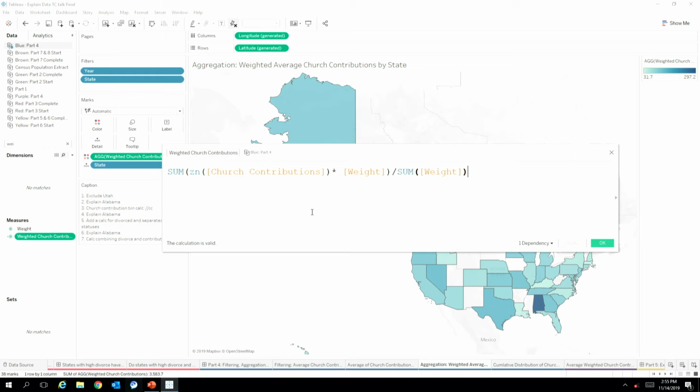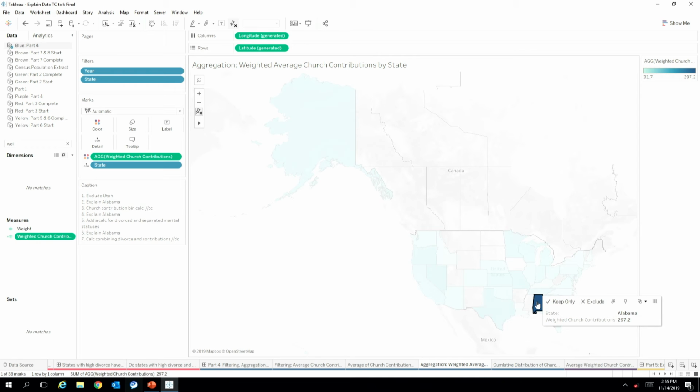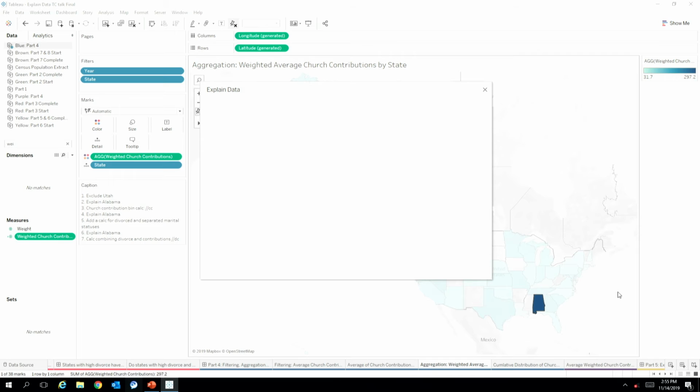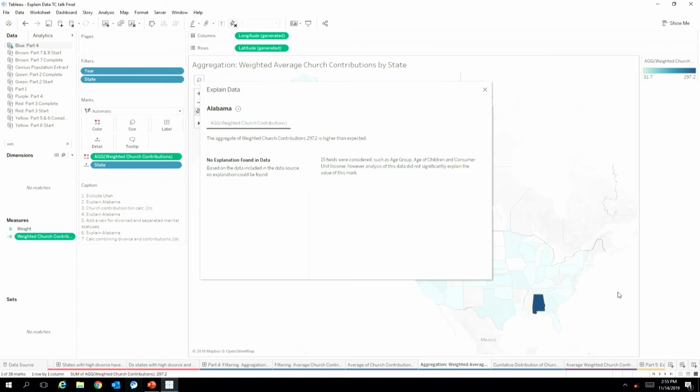If you're using 2019.3, we actually can't explain this yet in 19.3. But I'm using 19.4, and in 19.4 we can. So let me go ahead and now explain Alabama. Why does Alabama have such high weighted church contributions? And it's come up with no explanation.